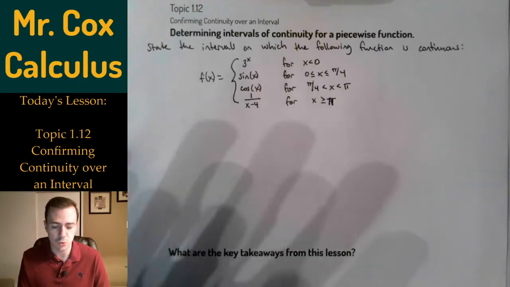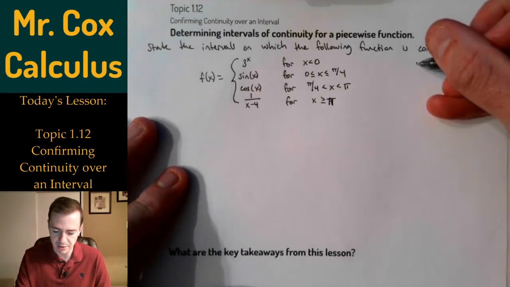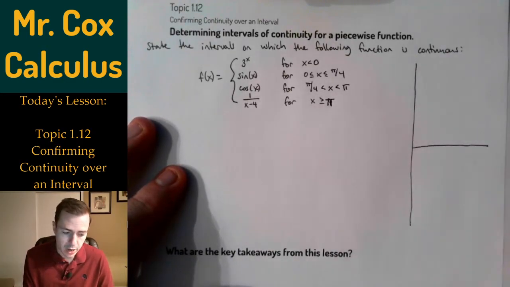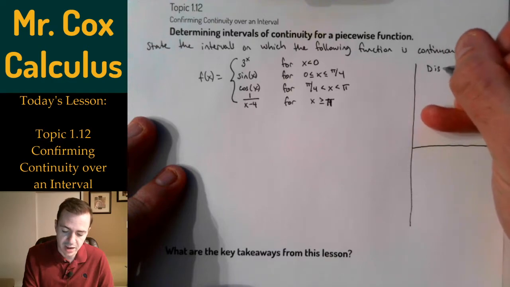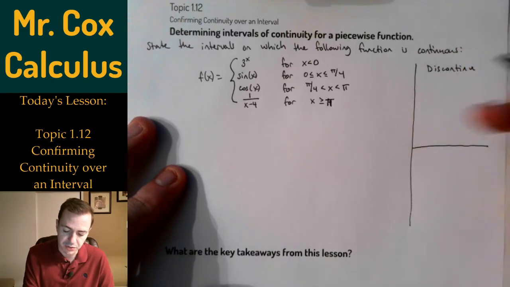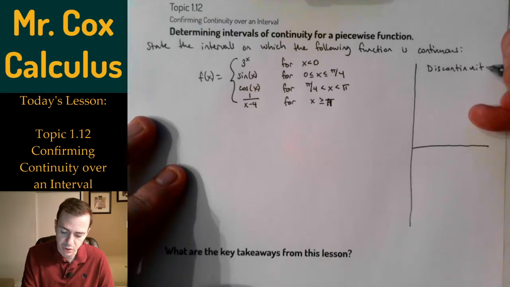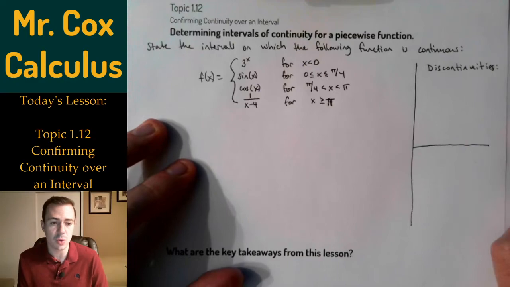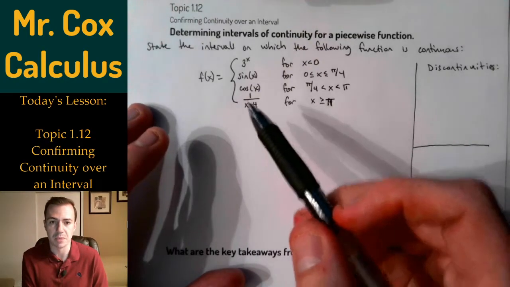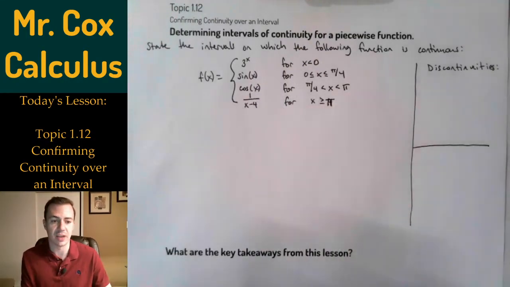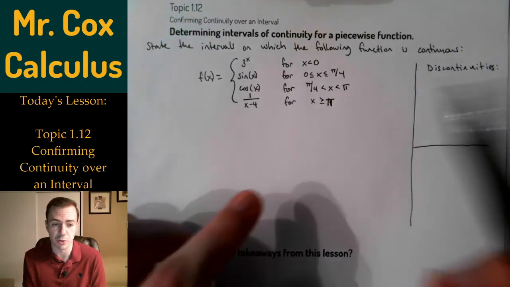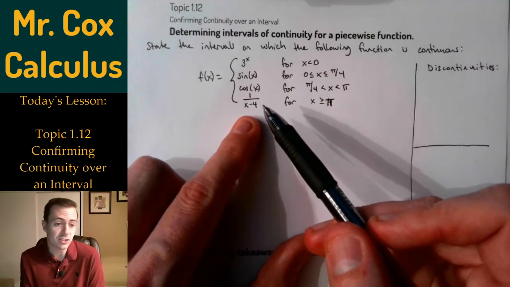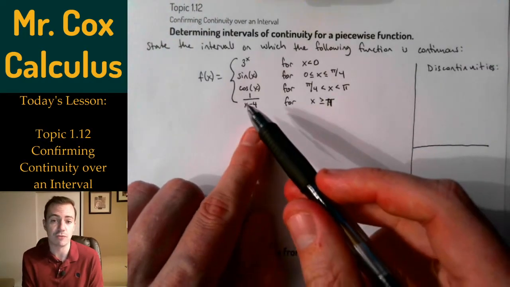As we're doing our work, I'm going to keep track of a couple of things. One is I'm going to list where we find that this function is discontinuous, so I'm going to have a list of my discontinuities. And I'll tell you right now that I already see one right off the bat. 3 to the x, sine of x, cosine of x, those are all continuous functions across their domains. 1 over x minus 4 is continuous for its domain, but its domain excludes the value 4 because 4 cannot be in the denominator.